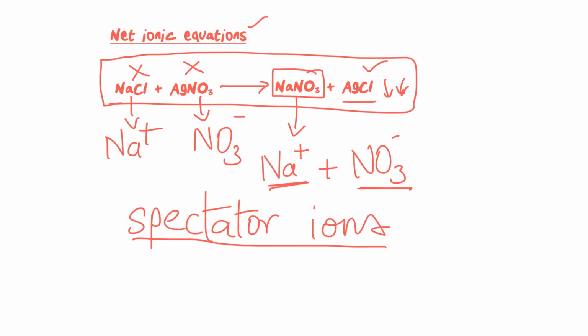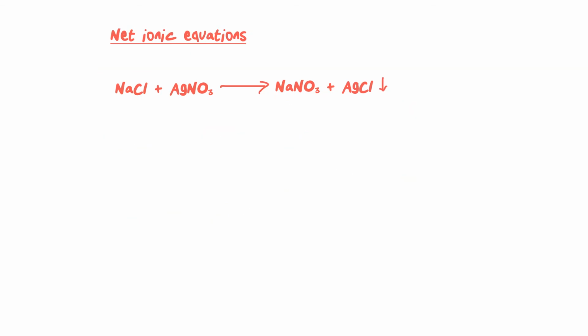We haven't written our net ionic equation yet. So, I'm going to erase all of this and I'm going to rewrite the equation that I started with in the net ionic equation form. In order to do that, I need to write sodium chloride in its dissociated form, and I need to write silver nitrate in its dissociated form. Doing so gives me Na positive plus Cl negative plus Ag positive plus NO3 negative. And so what I have done is I took all my ions and I wrote them in a dissociated form.